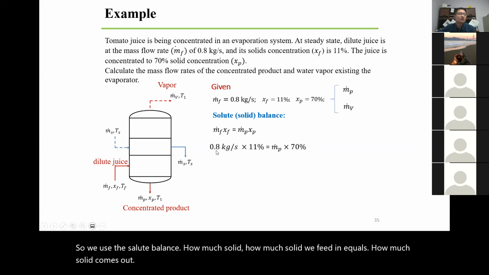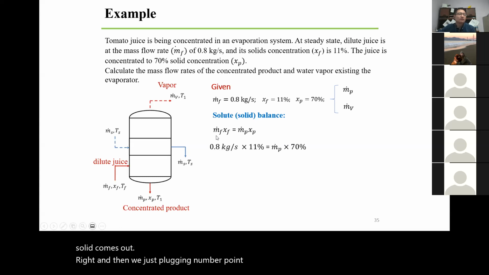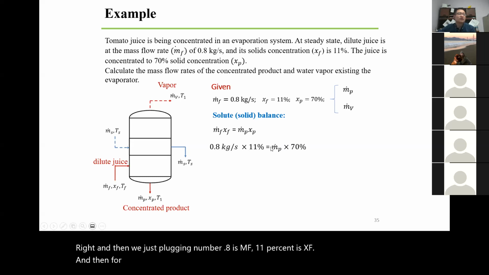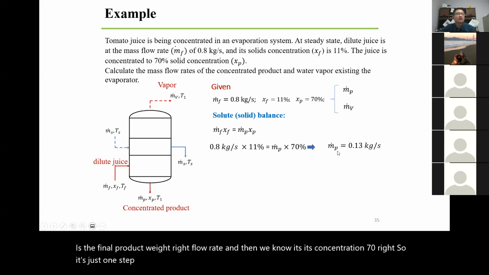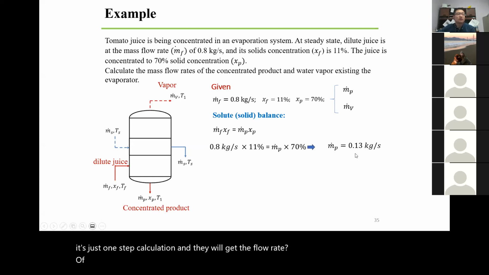And then we just plug in the numbers. 0.8 is MF, 11% is XF, and MP is the final product flow rate, and we know its concentration is 70%. So it's just a one-step calculation, and we get the flow rate of the final product as 0.13 kilogram per second. Okay. Any questions?